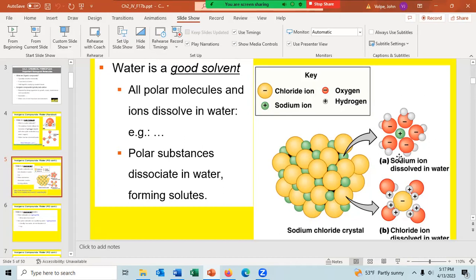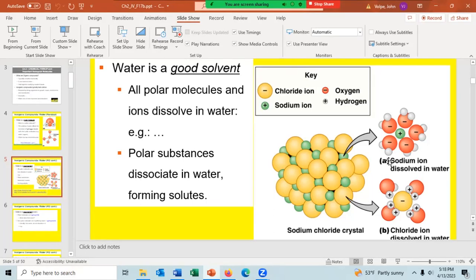And the same is true with the sodium ion. The difference is sodium has a +1 charge. The oxygen will come around the sodium ion, and the negative partial charge of water will surround the +1 charge of sodium, and then the sodium ion will be pulled out of the crystal salt and be dissolved into the water like this. And like I said, that's how we get salt water. So ions can dissolve in water as well as polar molecules can dissolve in water.